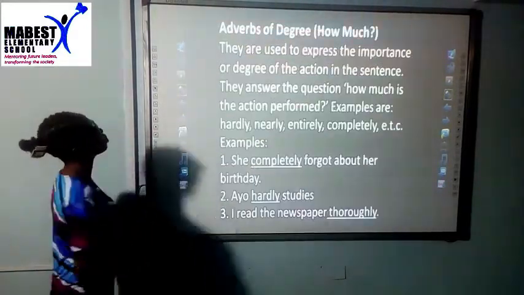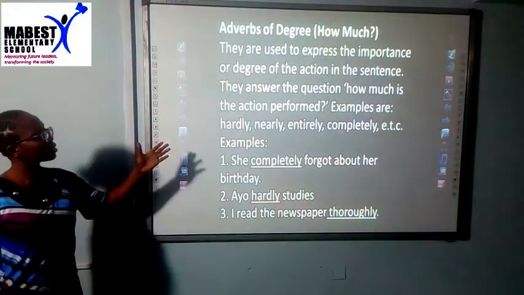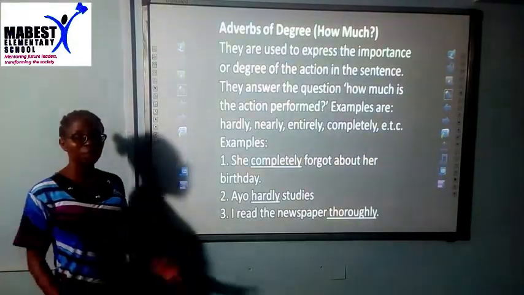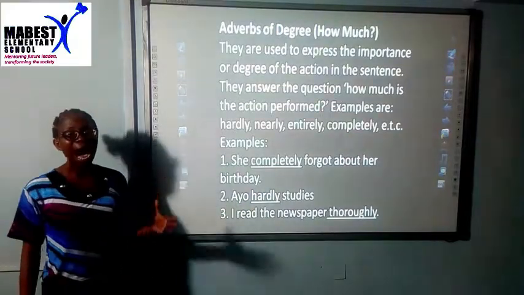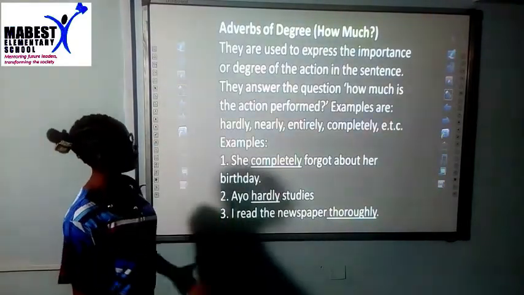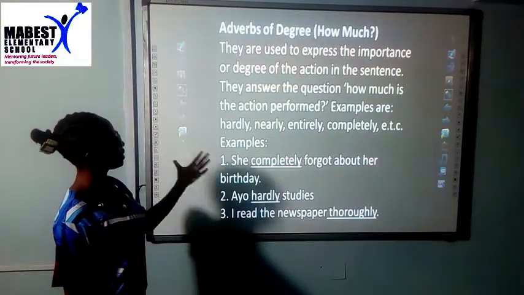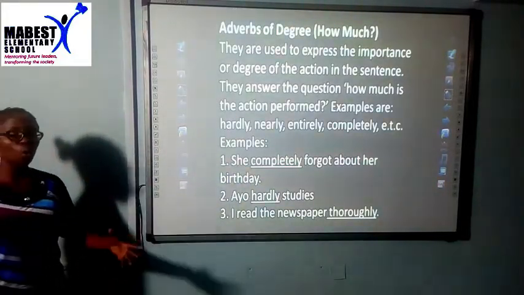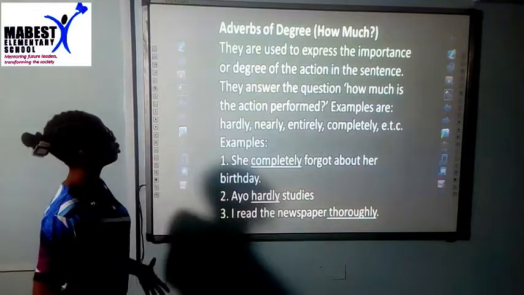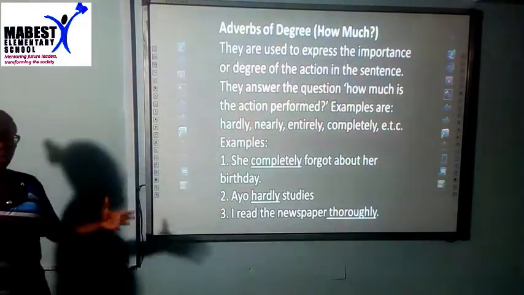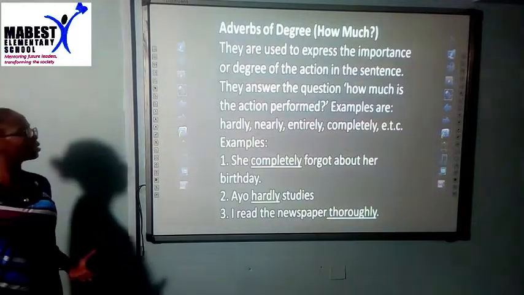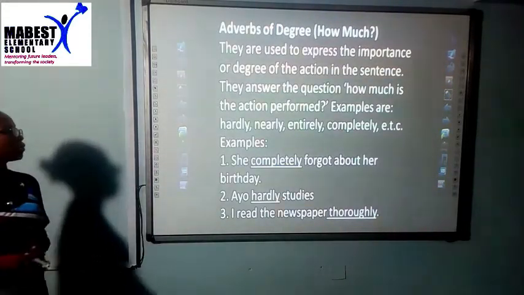Let's go to the next one. The next type of adverb is the adverb of degree. The adverb of degree answers the question how much. They are used to express the importance or degree of the action in the sentence. They make us know how important an action is, and they answer the question, how much? Examples are hardly, nearly, entirely, completely, and so on and so forth.